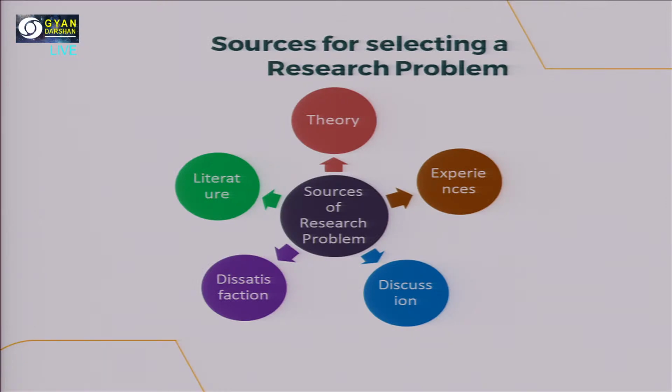The first source is the theory. What is the theory? So friends, when we select a problem, particularly in educational research, certain variables are integrated in the research problem. If I say a title like "An investigation into the study habits of high achieving students", what does it mean? What do you have to investigate? What do you have to study? You have to study the study habits of high achieving students.